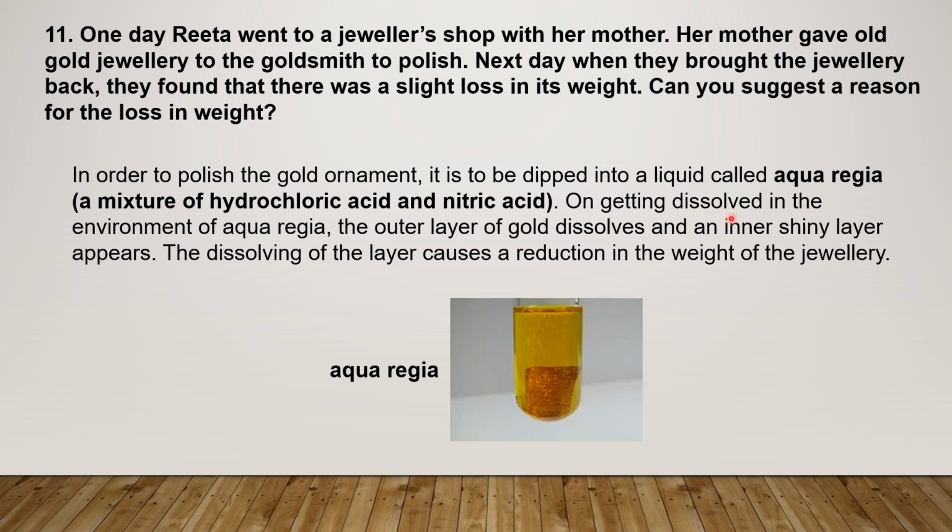On getting dissolved in aqua regia, the outer layer of gold dissolves and an inner shiny layer appears. So the first layer of the gold dissolves in this aqua regia. That is the polishing. So the inner layer appears and it is shiny. The dissolving of the layer causes a reduction in the weight of the jewelry.